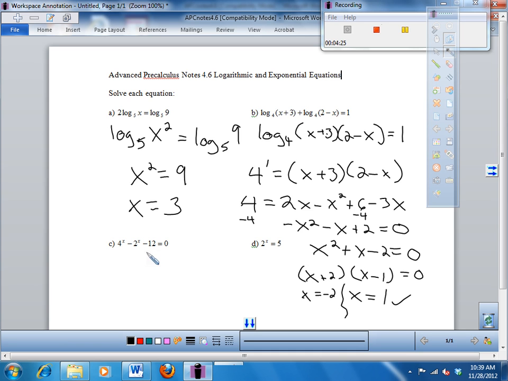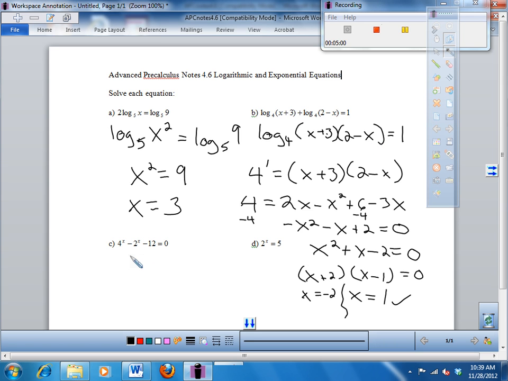How did I get rid of the logarithm? I rewrote this as an exponential equation. So this to the 1 equals this. If it was equal to 2, then I'd say 4 squared equals this. So the 1 comes from 4 to the 1 equals this.